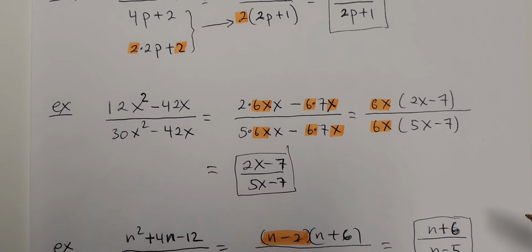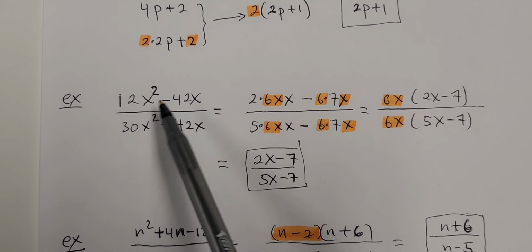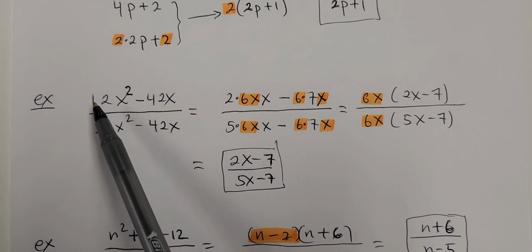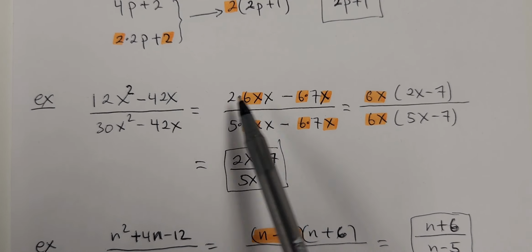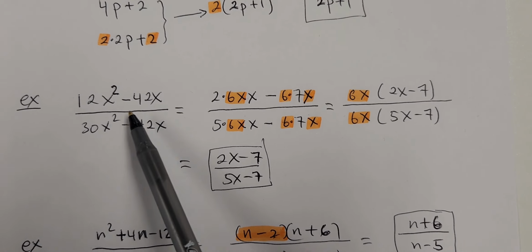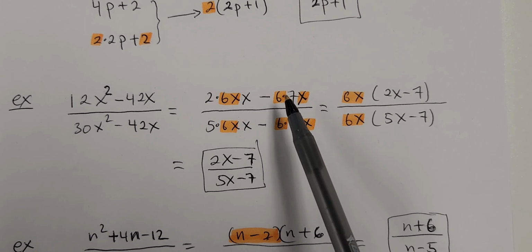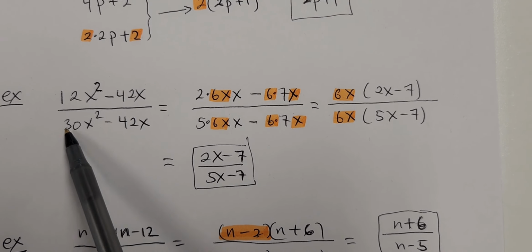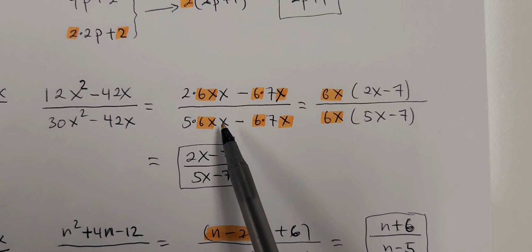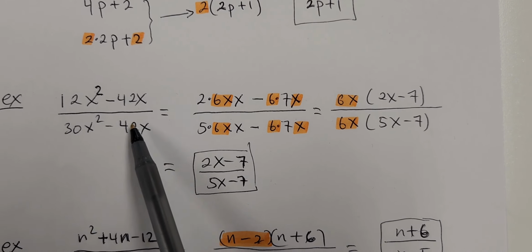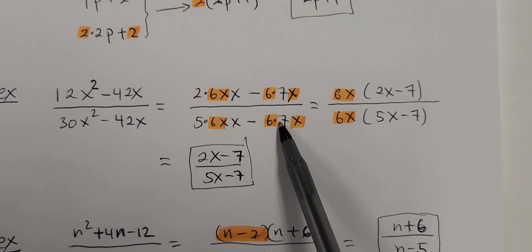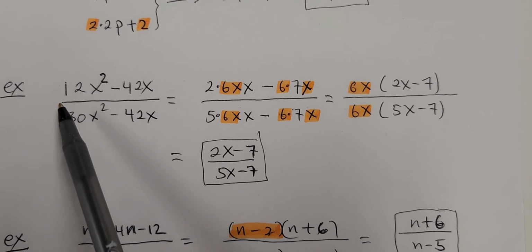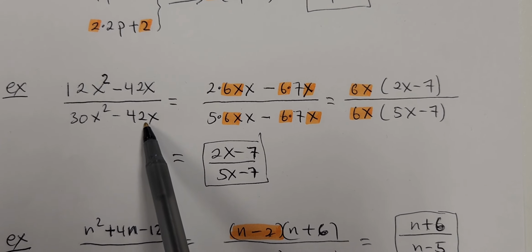Okay, next example. Here I have 2 terms, so find the factors for each of them. So 12 is 2 times 6, and there are 2 x's, minus 42 is 6 times 7 times x. So that's for the top. For the bottom, 30 is 5 times 6, 2 x's, minus 42, which I write as 6 and 7, and there's another x. So find the factors for each of these terms.